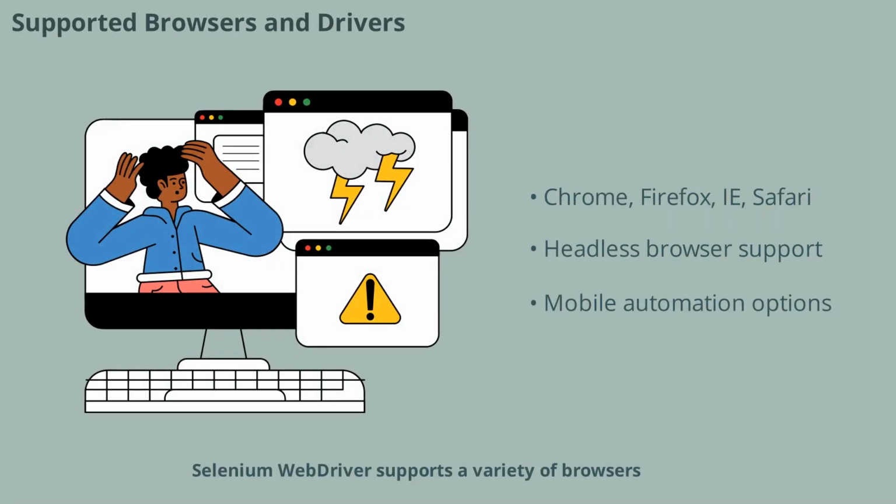Selenium WebDriver supports a variety of browsers, making cross-browser testing straightforward. Commonly used browsers include Google Chrome with ChromeDriver, Firefox with FirefoxDriver, Internet Explorer with InternetExplorerDriver, and Safari with SafariDriver. For headless testing, HtmlUnitDriver is available. Selenium also supports mobile automation through Selendroid and Appium for Android and iOS platforms, ensuring broad compatibility for your testing needs.